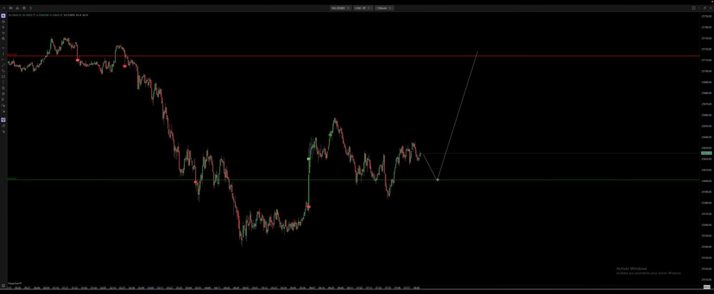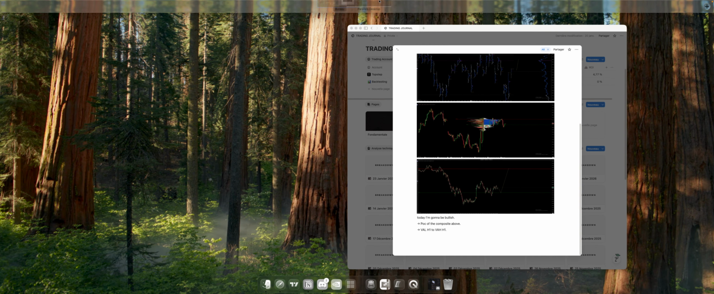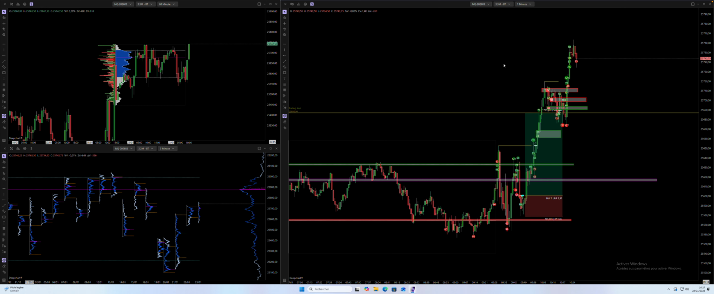Just before the opening I wanted to see the value area low in the 1 hour time frame acting as a support towards the value area high. Now that everything is clear, we can go to the chart here.